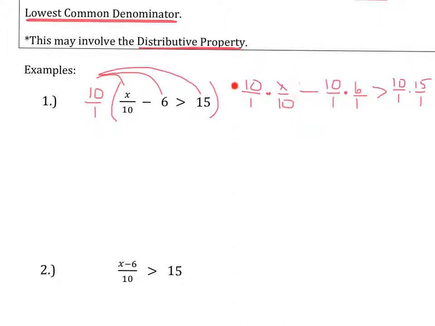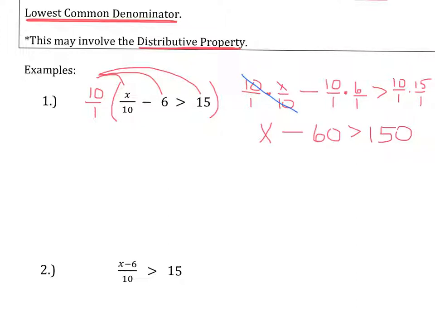Now in the first multiplication problem, you can cancel. So we're going to cancel the 10s because there's one on top and one on the bottom. That leaves us with just x minus, here just multiply 10 times 6. We don't really have to worry about 1 times 1. 10 times 6 is 60, is greater than, and then here just go 10 times 15. Again, 1 times 1, it doesn't really matter. And 10 times 15 is 150. Okay, we just cleared all the fractions. There are no fractions left in this problem.